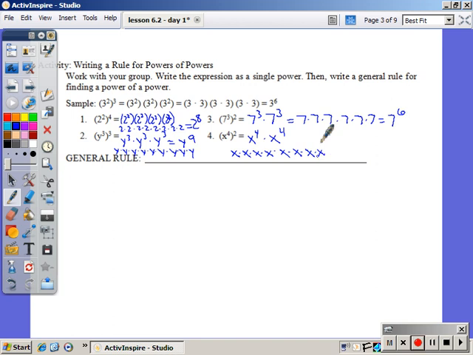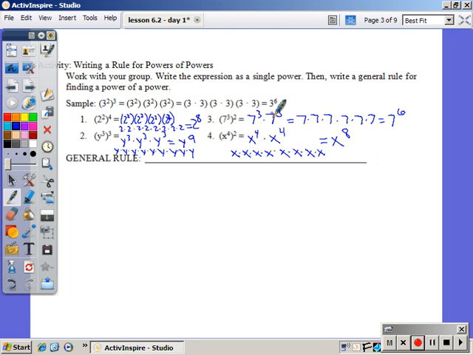There's my second one. How many total? I do have x to the 8th. So in general, so we don't have to write out all that. My hand's hurting already. How can we get from the original problem to that final answer?